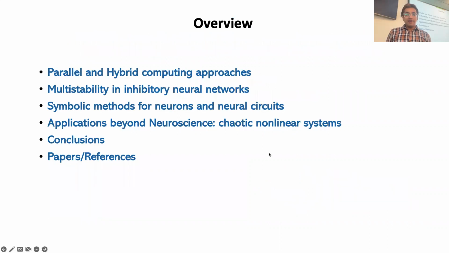So this is how this talk is organized. First, I'll give a very brief overview of various parallel and hybrid computing approaches. If some of you are new to this discipline and want to use parallel computations in your work, I'll just give you some pointers as to how to get started. Then the rest of the talk is going to be a broad showcase of how we use these technologies to study complex dynamics in a variety of different systems. The first part is a brief overview, like I said, of parallel and hybrid computing approaches.